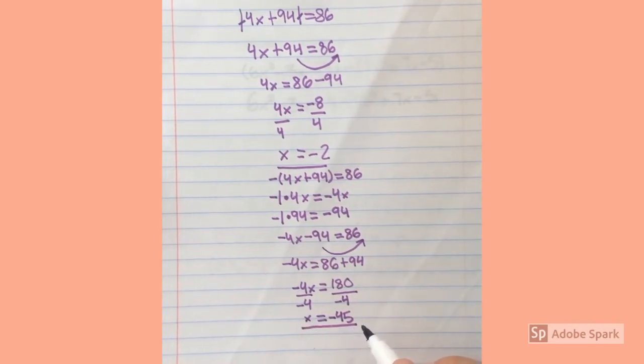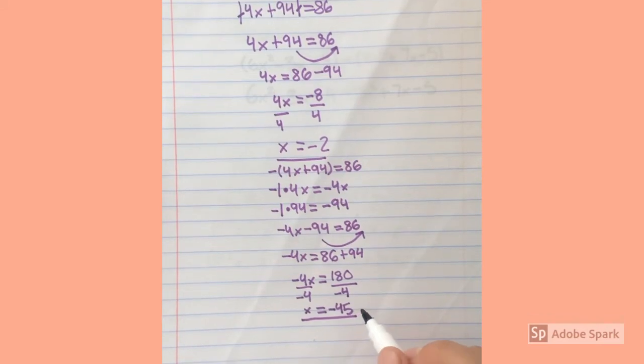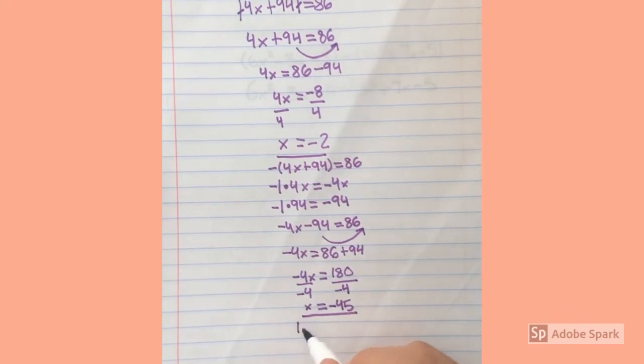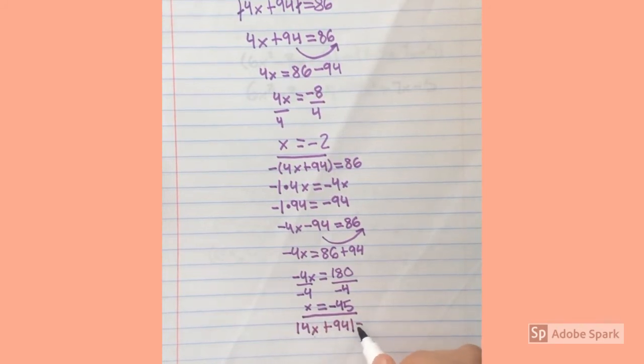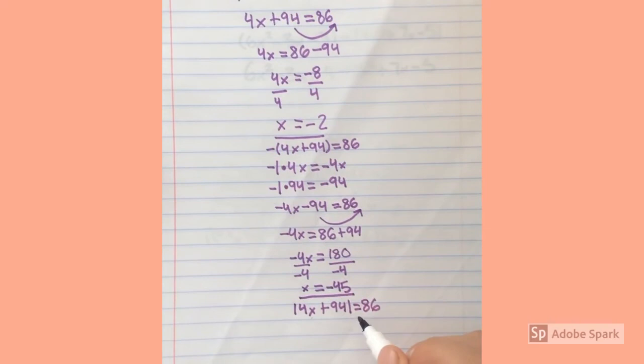So our answer is the absolute value of x in the equation absolute value 4x plus 94 equals 86 is x equals negative 2 and negative 45.